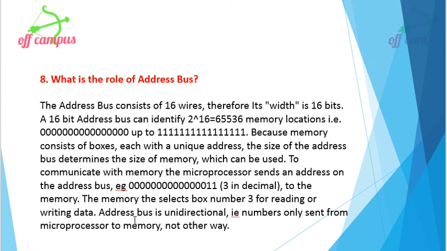Okay, so what is the address bus? The address bus is unidirectional. Numbers are only sent from the microprocessor to memory, not any other way. So we can get a clear idea of the address bus. Generally, the address bus consists of 16 bits. Each bit has its own wire, and one wire transmits 1 bit of data. Moreover, the address bus is unidirectional.